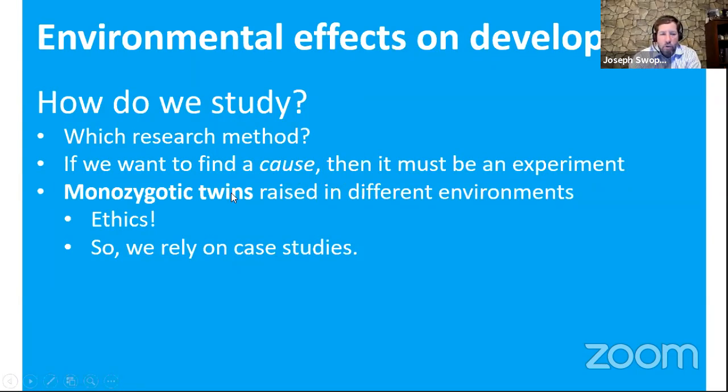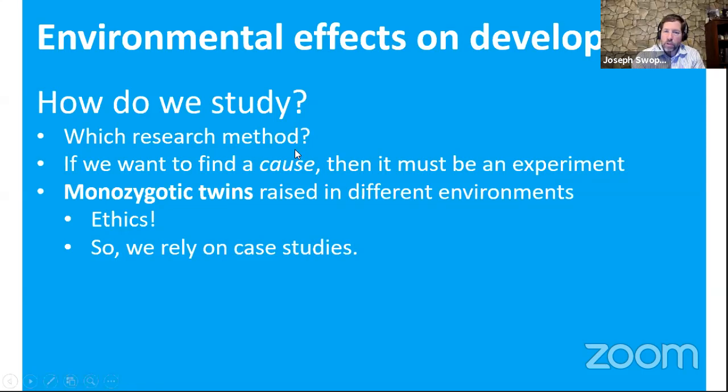So let's take two monozygotic twins. That means we controlled for genetic variability, and we're going to raise them in different environments. We're going to raise one in a tough, neglectful environment, and we're going to raise one in a loving, kind, resource-rich environment. Well, you can imagine that is ethically horrendous. That's just evil to think about. So we can't do that kind of study.